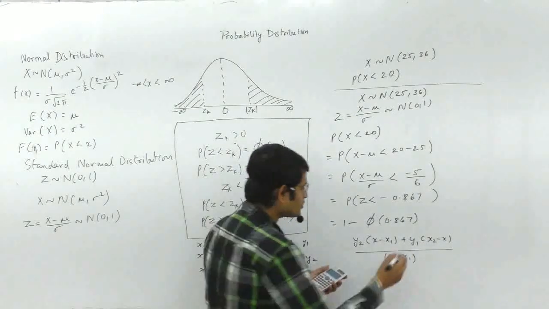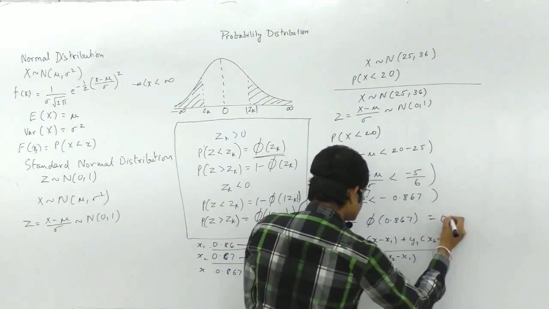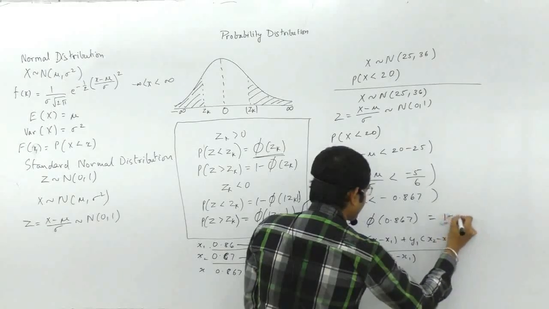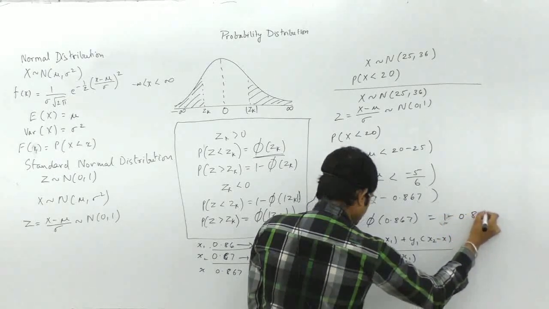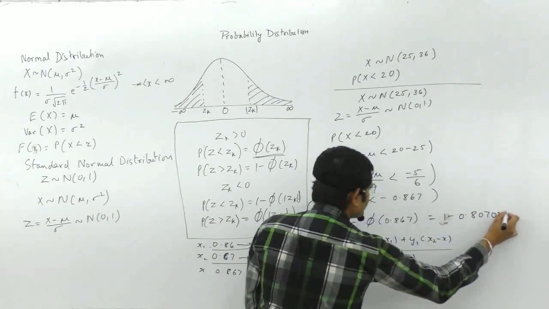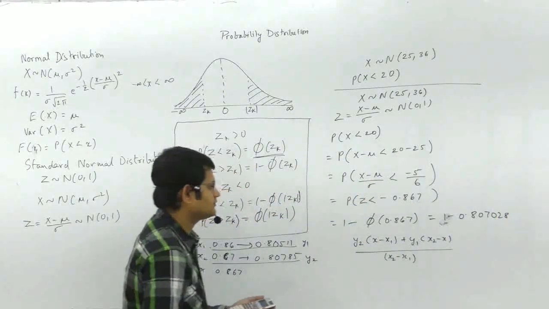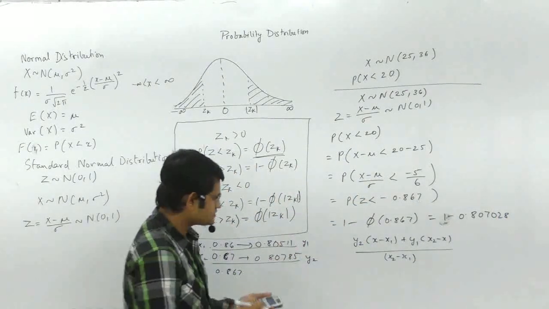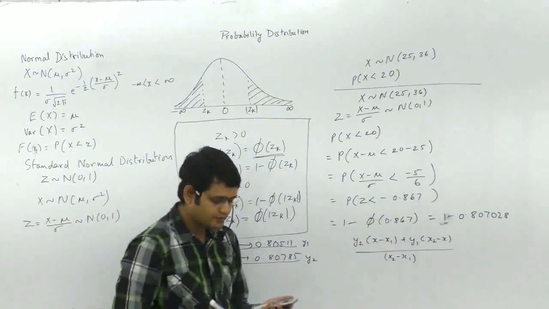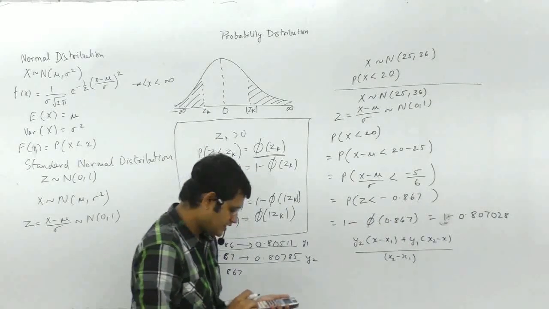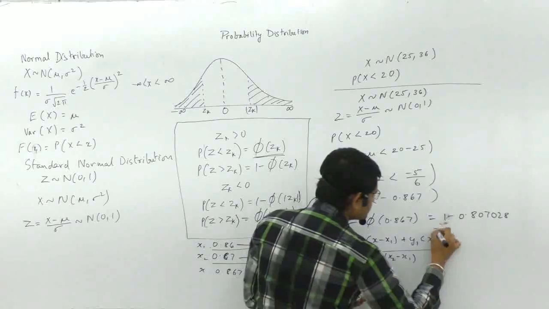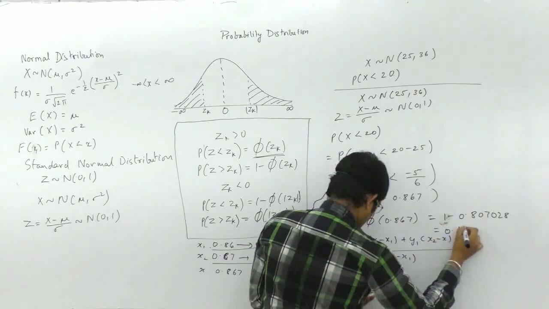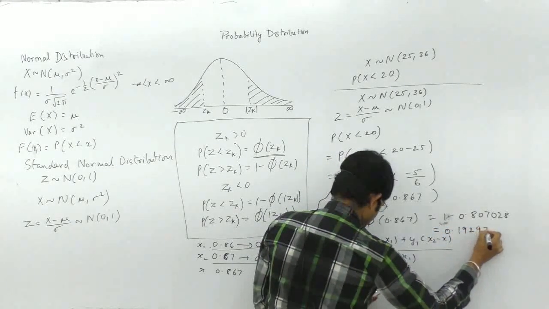So you should get your probability as 0.807028. Now our actual value is 1 minus that probability. So 1 minus will give us 0.192972.